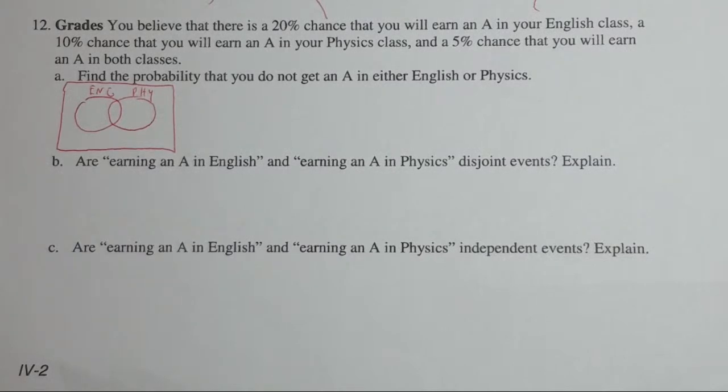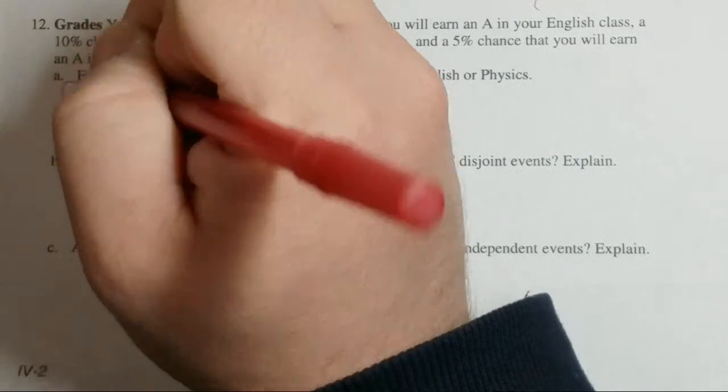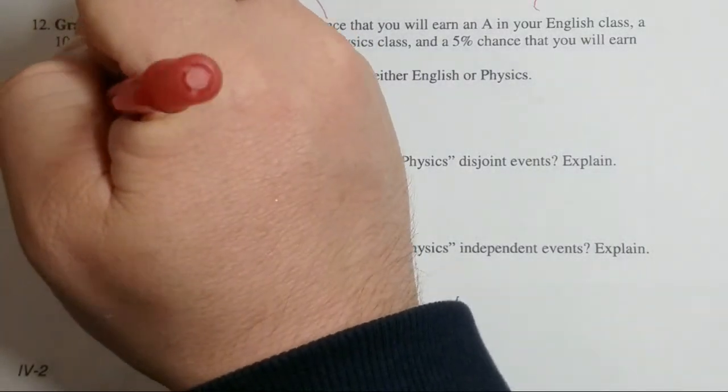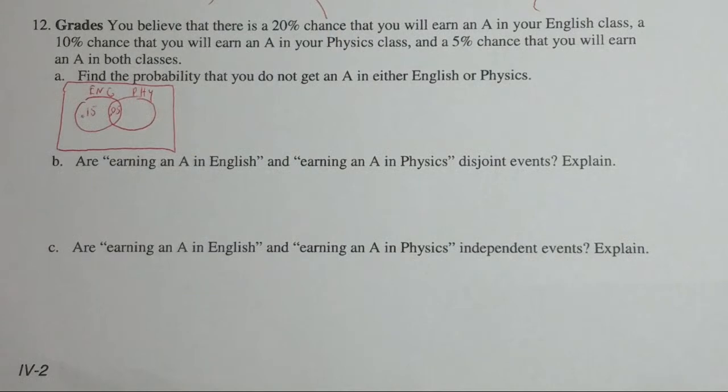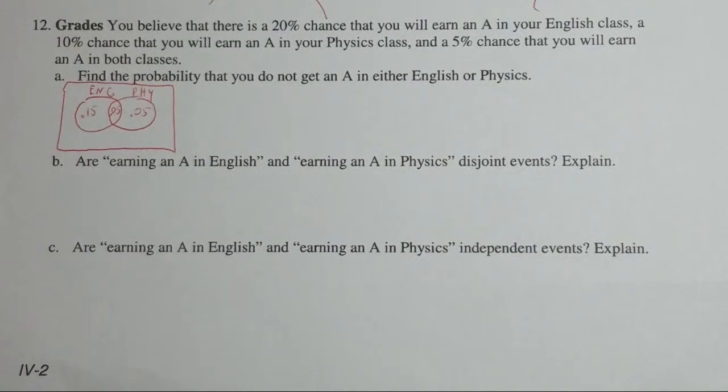So, sorry, back to this. The probability that you'll earn an A in both classes is 0.05. I'm going to put the 0.05 right in the overlap. The chance that you earn an A in English is 20%, which means that it's 0.15 in this portion, 10% in physics, which means it's 0.05 in this portion. If you were to add those up, clearly you get 25%. There is a 25% chance that you will get an A in English or physics.